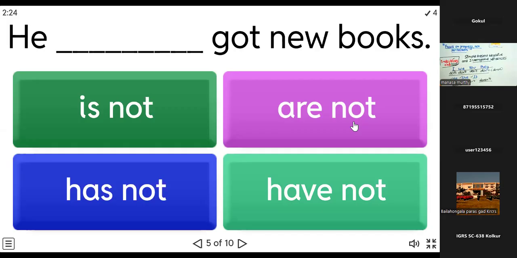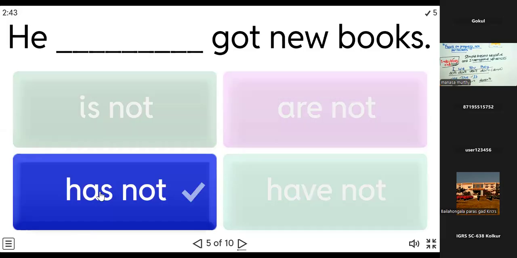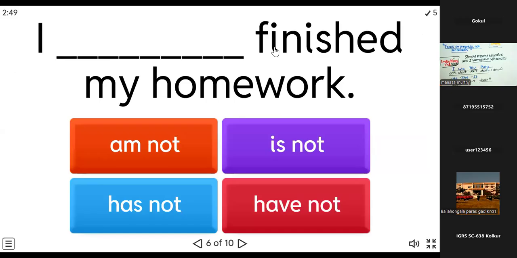He dash got new books. He have not got. Is it correct? Some of them have told me have not. Has not. C, a long C. I dash finished my homework. Have not. Correct.